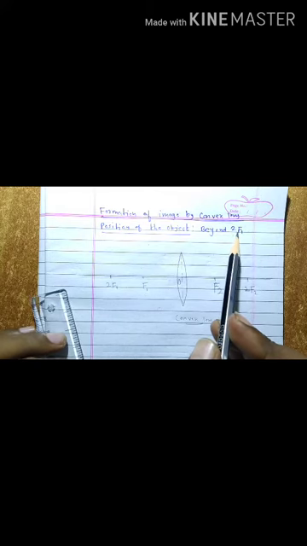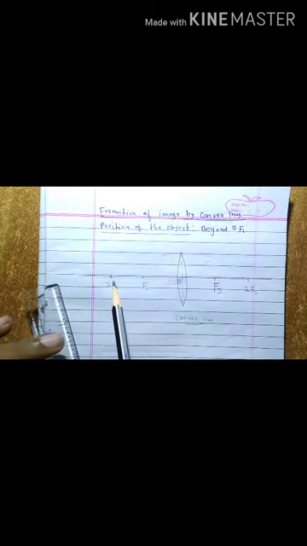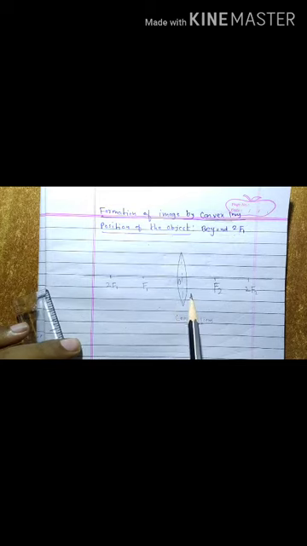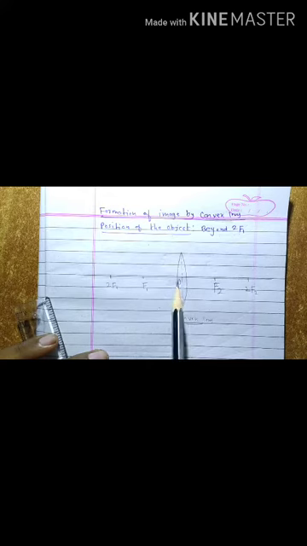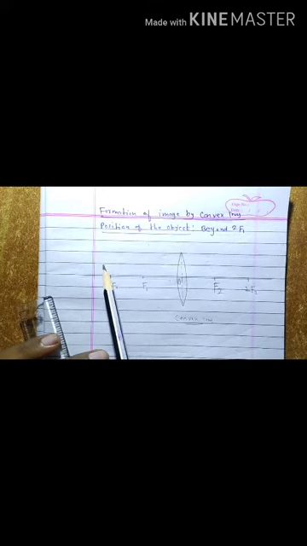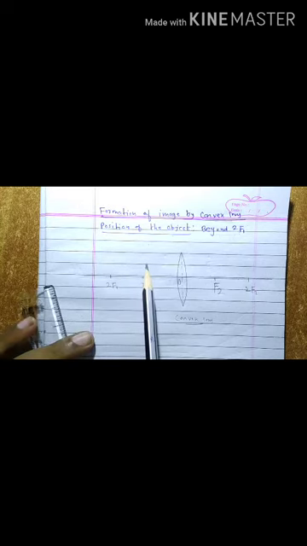Beyond 2f1. See, I am explaining what the sixth possible position is. One more thing, you have to always place the object on the principal axis and on the left side of the lens. Left side of the lens on the principal axis. So the sixth possible position is when the object is at infinity. Infinity means they are very, very far from the lens. Position number 1.